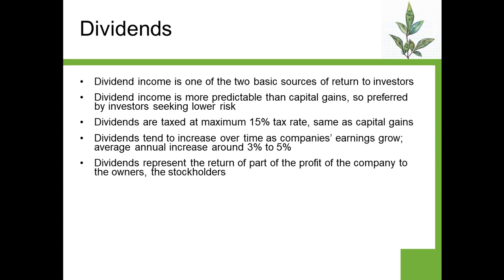We can easily know that there is a growth in the common stock price. Dividends tend to increase over time as companies' earnings grow. Before I told you, the dividends are dependent on the income of the organization. If income of the organization grows, so the dividend also will grow. They are going parallel. If the income of the organization decreases, the dividend also decreases. But the average annual increase is around 3 to 5%.